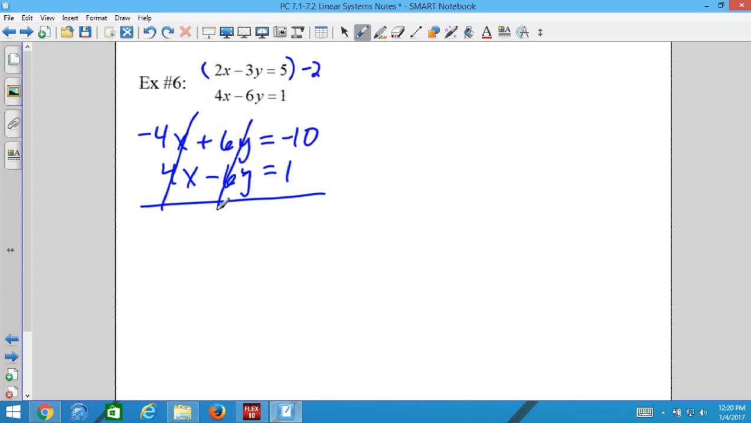Ooh, but what happens here? They both cancel out. I can't find what x equals, and I can't find what y equals because they both canceled out. So I just look at what's left. 0 equals -9.